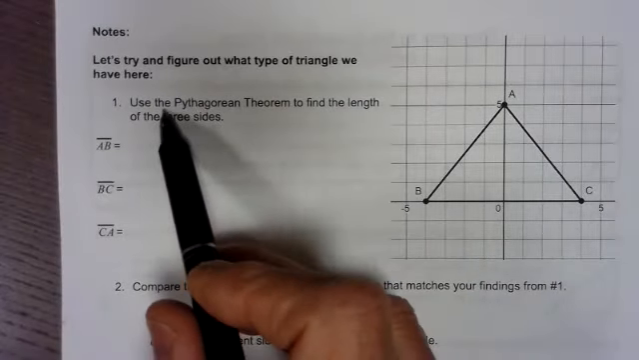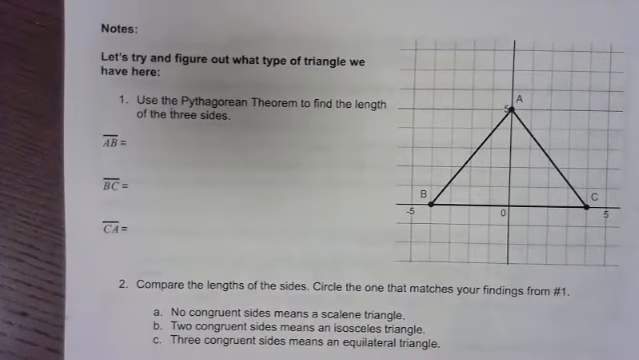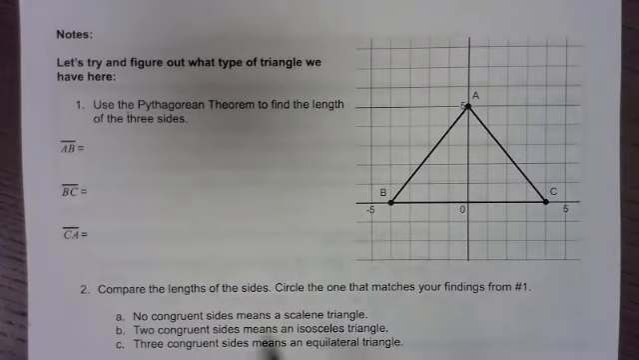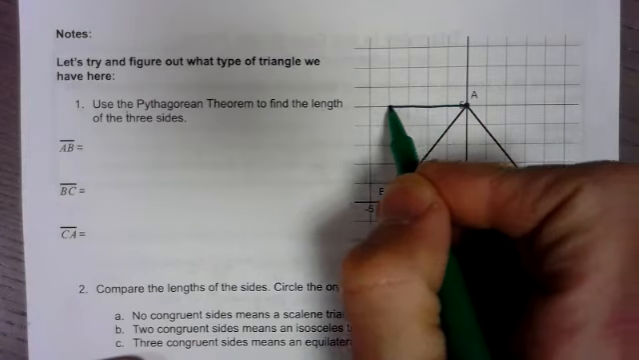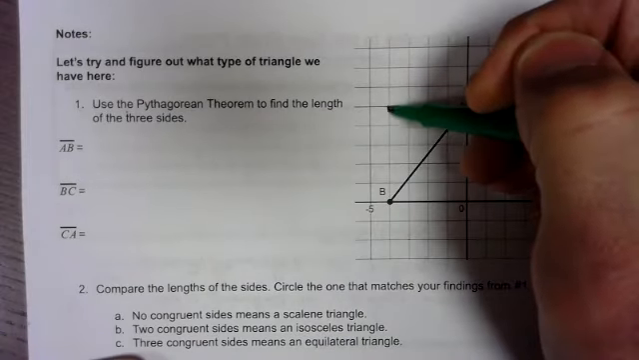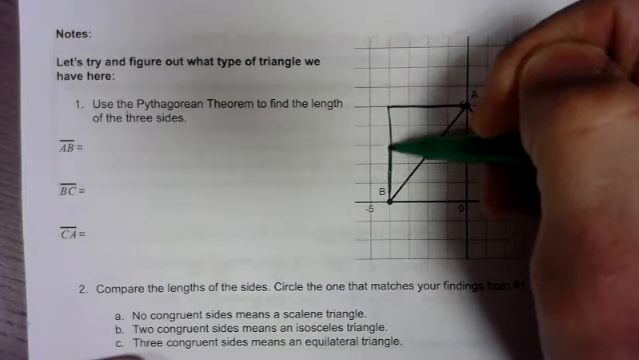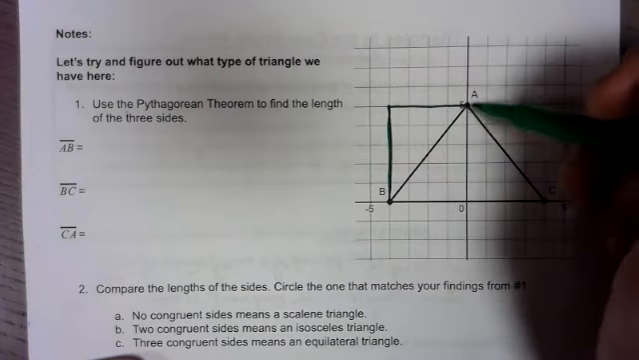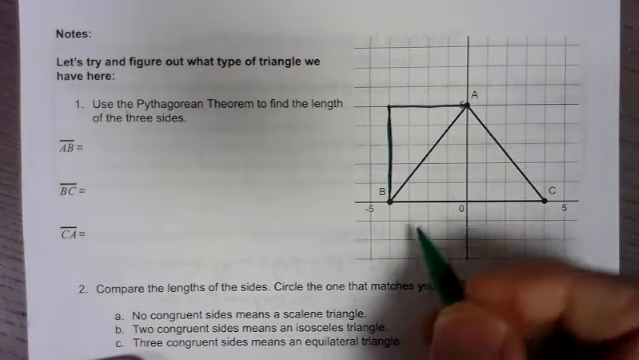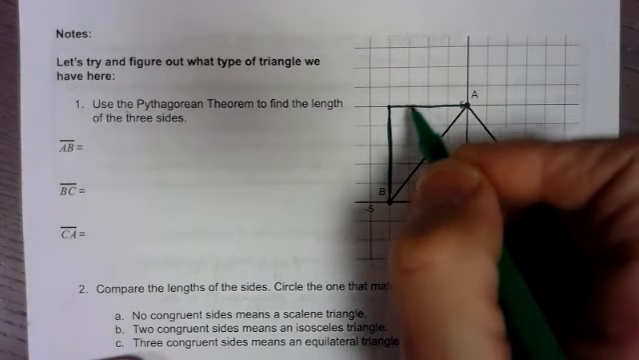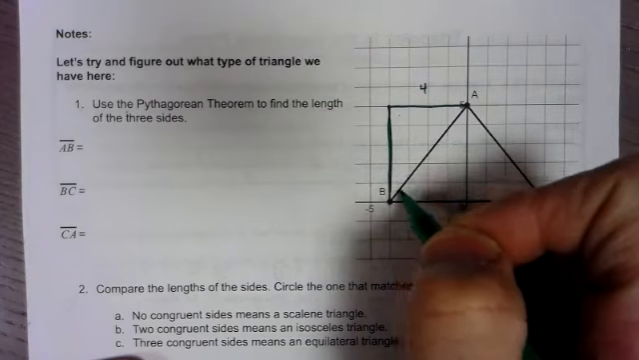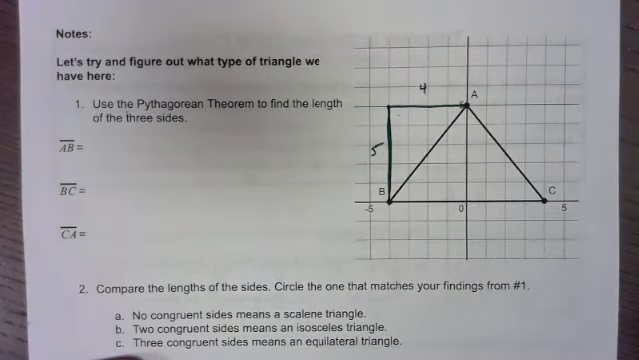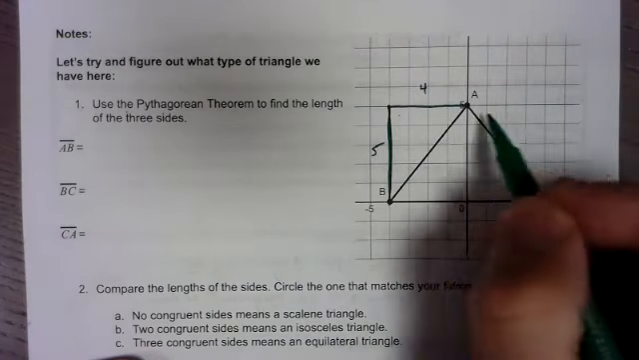First, we're going to use the Pythagorean theorem to find the length of the three sides. In order to find the length of the three sides, I'm going to build that right triangle in order to solve for distance. So with a different color here, I'm tracing my rise and my run to get from one point to the other, in this case, A to B. This is going to be 1, 2, 3, 4 units long, and this one's going to be 1, 2, 3, 4, 5 units long. And then I'm going to do the same thing from A to C.